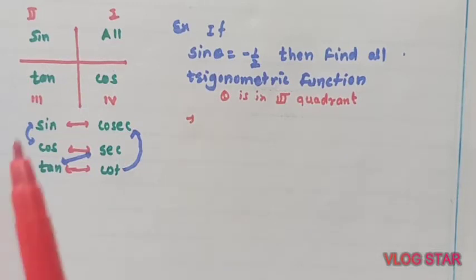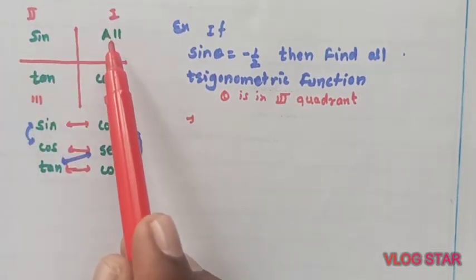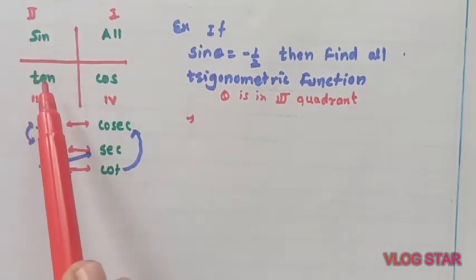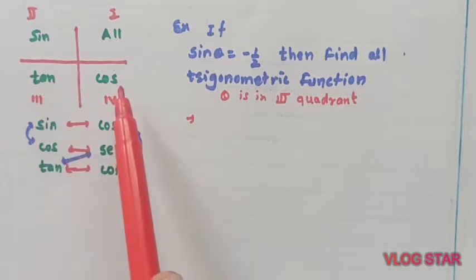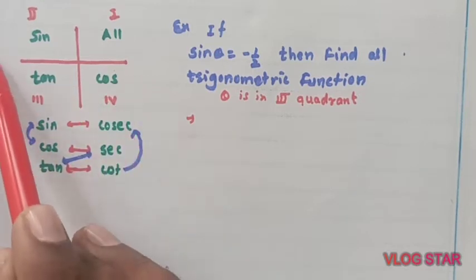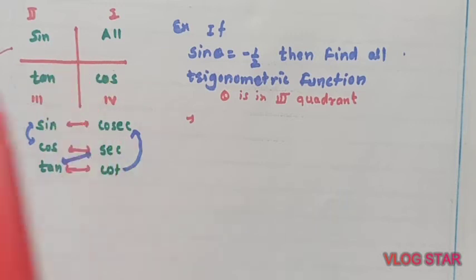And how to determine the sign of the function? For that we have a trick over here. In the first quadrant all trig functions are positive. In the second quadrant sine and its reciprocal are positive. In the third, tan and its reciprocal are positive. Whereas in the fourth quadrant cos and its reciprocal are positive. So this trick is useful to determine the sign of the value.